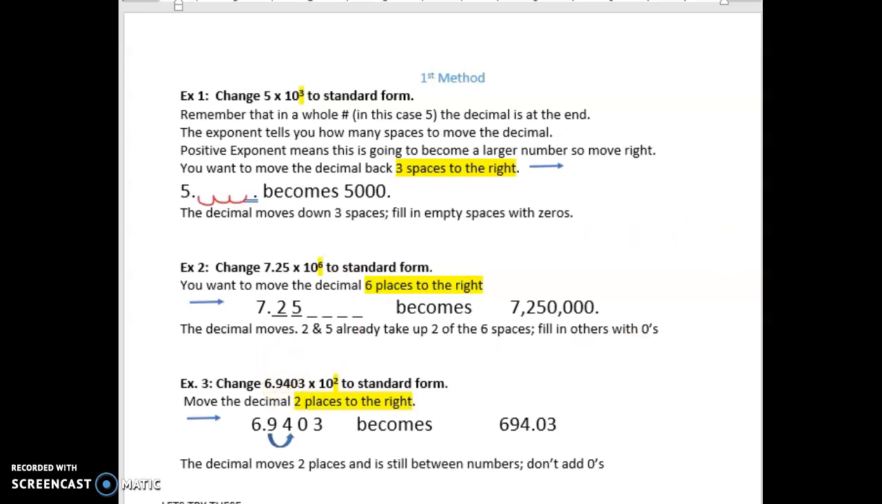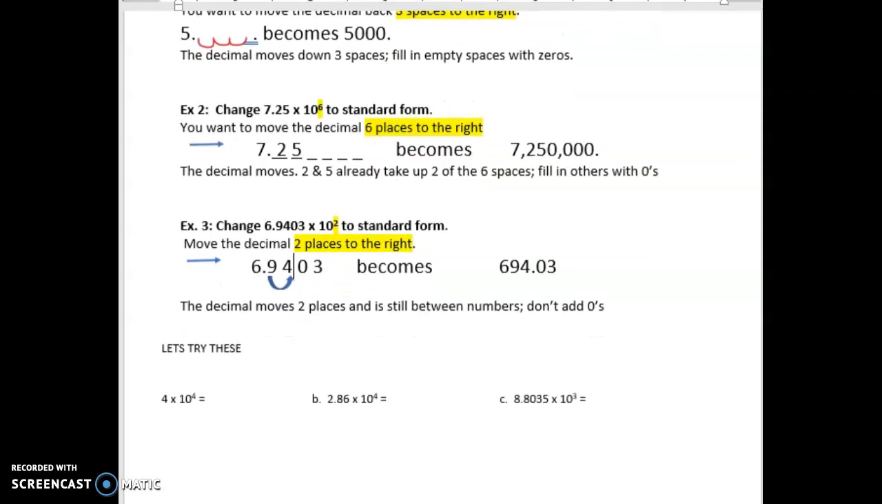Then we have these type of numbers where I have lots of digits behind the decimal and a small exponent. It still just says to move the decimal 2 places. So starting with the decimal, the original spot, moving it 2 places, so it's now behind the 4. We went from 6.9403 to 694.03. Remember, positive exponents tell me that the number is going to become larger. And the exponent is how many times I have to move the decimal. So that's the first method.